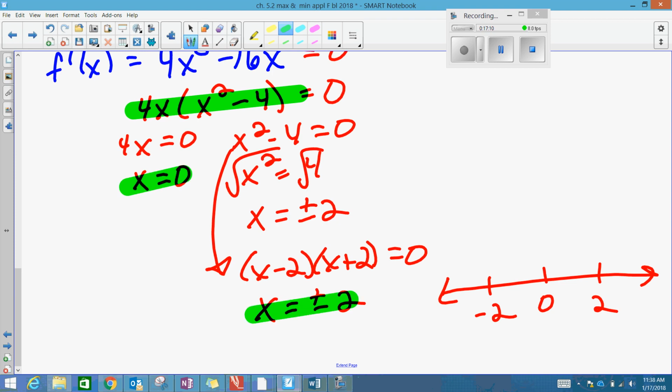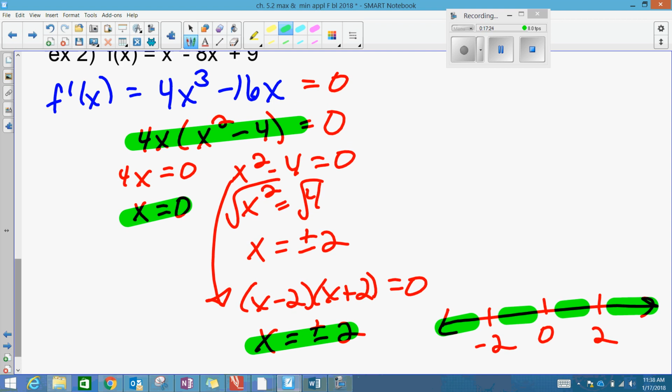Okay, so now we have 1, 2, 3, 4 intervals we have to find increasing or decreasing for. So I'm actually going to come up here and do this, so we can see all of the work.